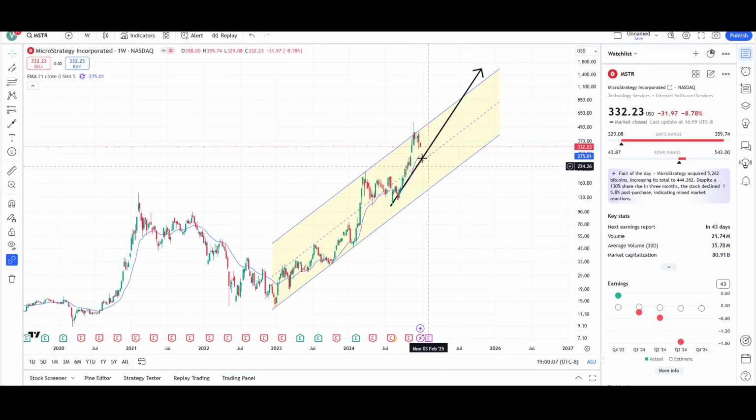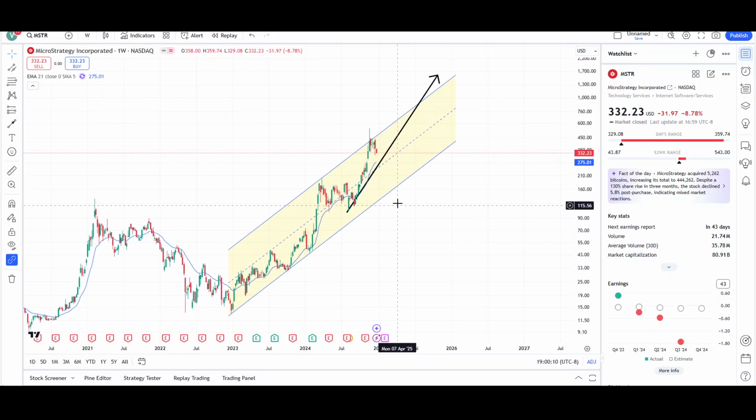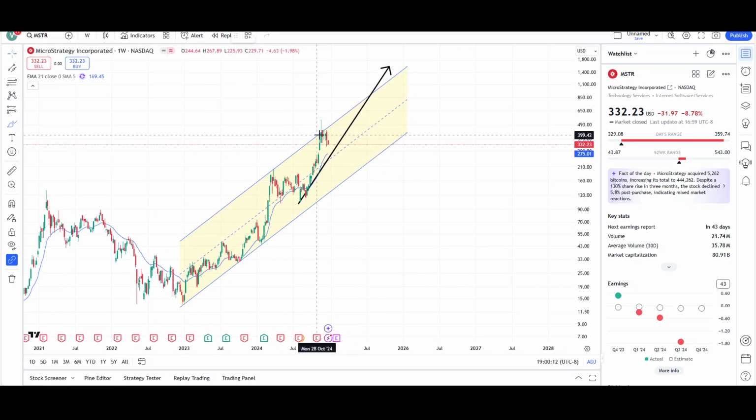So overall, again, this is just a pullback. Expecting more downside. Overall, expecting more upside after this pullback is over. I'm not sure how long it will take place. Probably not that long. Bitcoin is struggling to go down lower, but it is going down lower. Same as MicroStrategy, struggling to go down lower, but it is going down lower. And I'm looking for more downside.